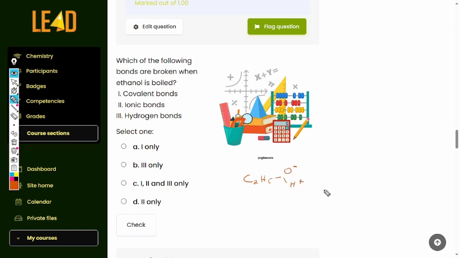The reason why is that there's a hydrogen bond from one ethanol molecule to another. If I have another ethanol molecule here, and I have O and H here, the positive hydrogen here gets attracted to the oxygen here, and this is a hydrogen bond. So when this is heated, the bond that is broken is the hydrogen bond. That's 3, so the answer is 3 only. Not covalent bond, because the covalent bond between carbon and hydrogen stays intact. It's not broken. Then this does not contain an ionic bond. So the answer is just hydrogen bond, and that's option B.